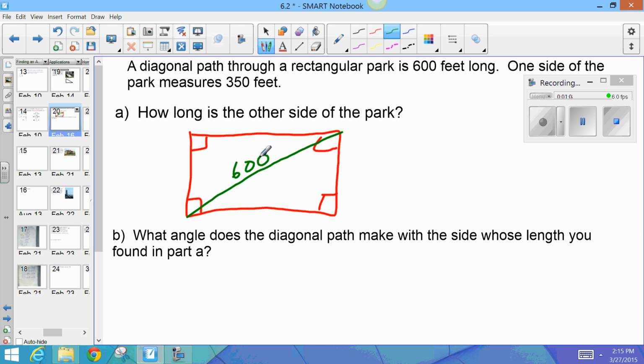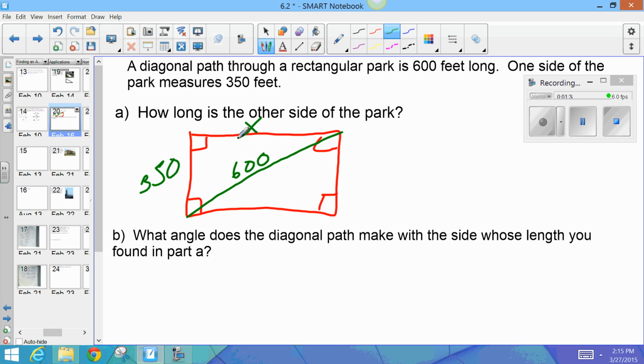One side of the park measures 350. I don't know if it's the short end or if it's the long end, but I'm just going to pick one and label it because the math is going to be the same regardless. The only one that's really important to have labeled in the correct place on the picture is the hypotenuse. All right, how long is the other side of the park? Okay, so I want to know this one.